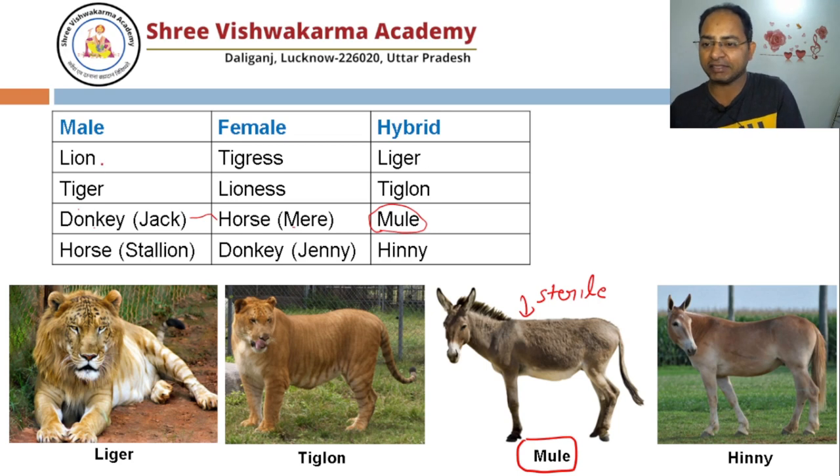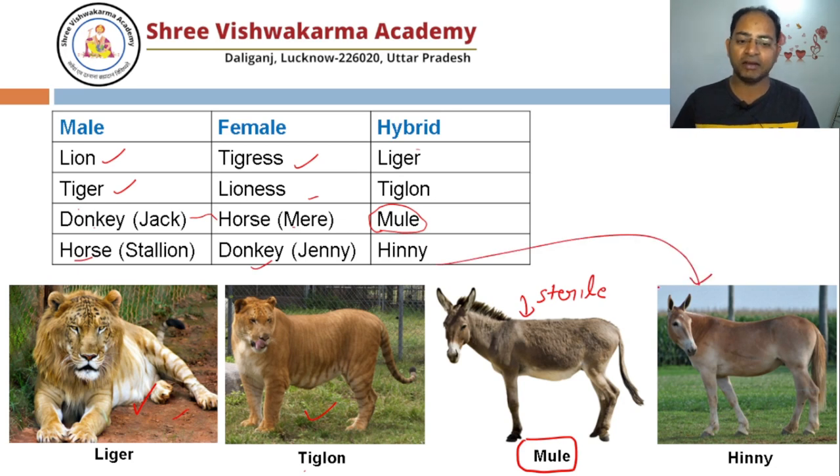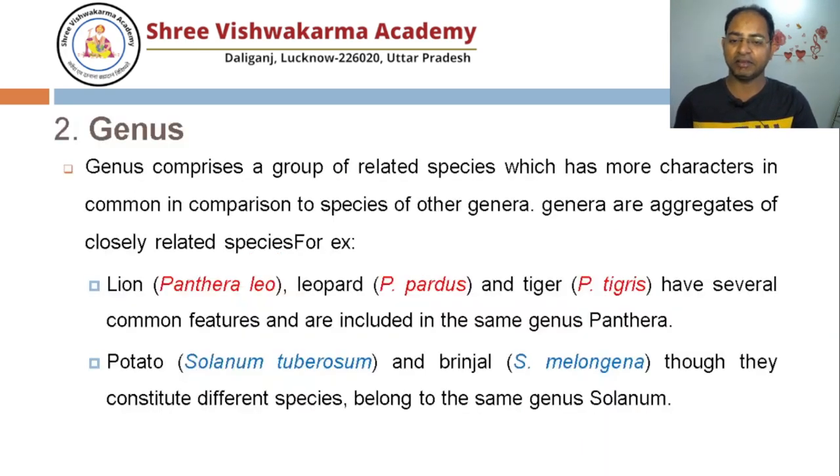Likewise, the male lion and tigress can produce the liger. You can see the liger has the mixed character of the lion and tiger. If a male tiger and female lioness mate, they can give birth to a tiglon, but they are also sterile. They cannot produce offspring. If the horse is male and the donkey is female, they can produce the hinny, but these all are what? Sterile. So horse and donkey do not belong to the same species. Although they can interbreed, their offspring cannot reproduce. So for being in a single species, they must interbreed, and whatever offspring comes should also be fertile. Then we can say they are in the same species.